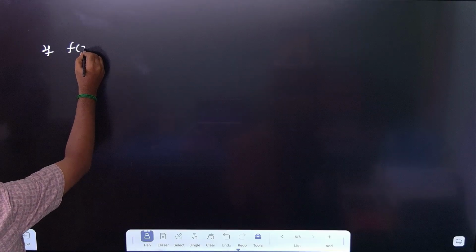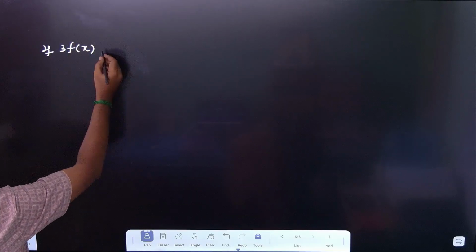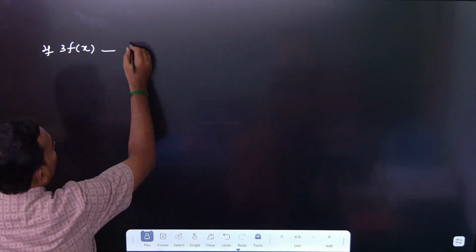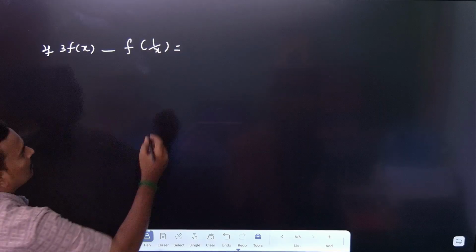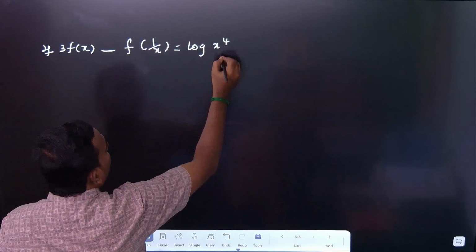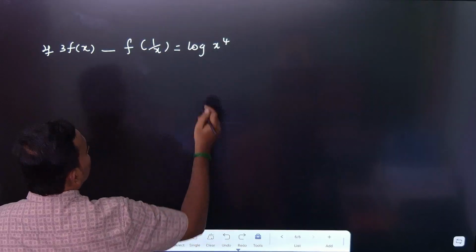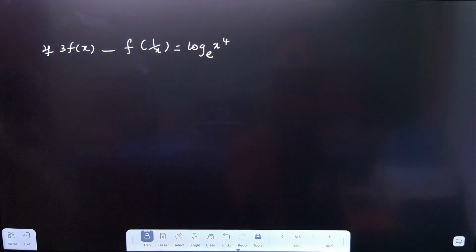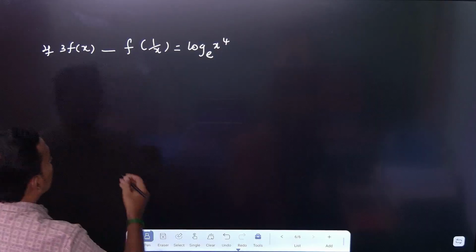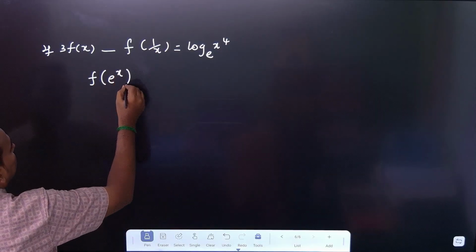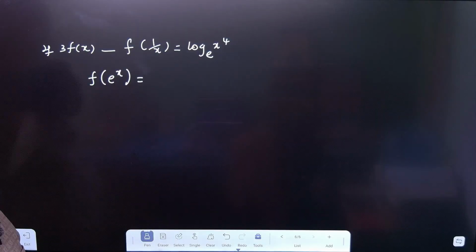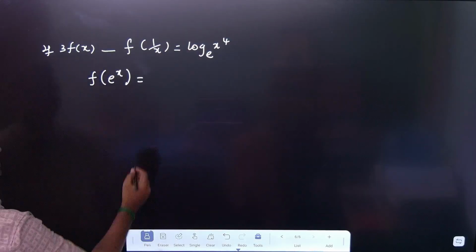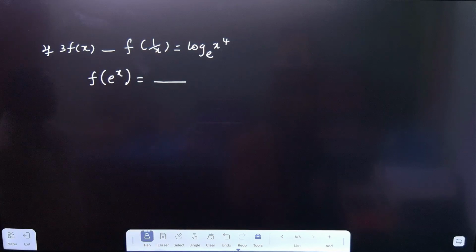You can see, if 3 times f of x minus f of 1 by x equal to log of x to the power 4, base e you can take. What they're asking is the function f of e power x. What is f of e power x?